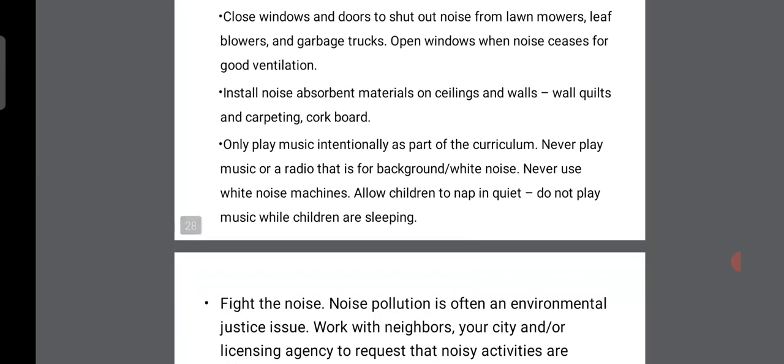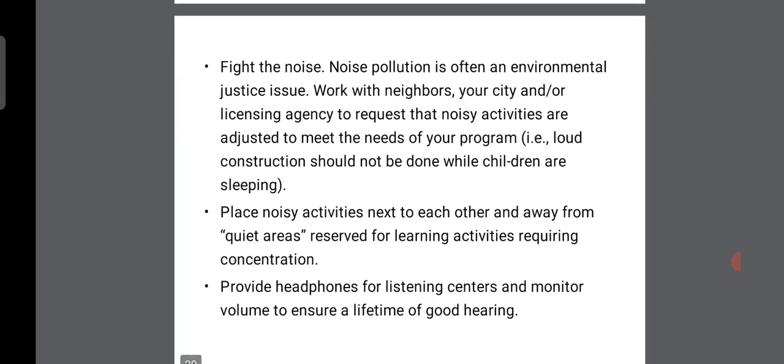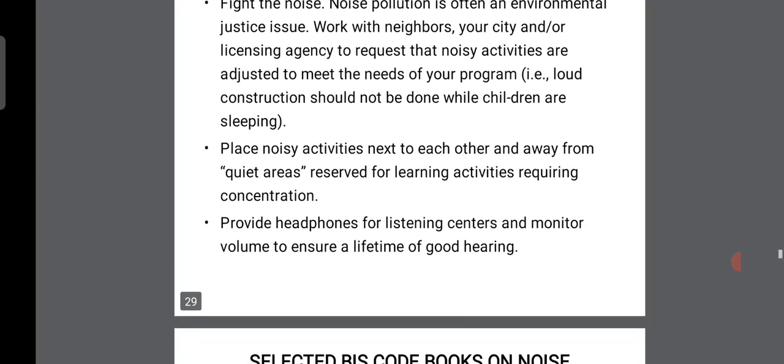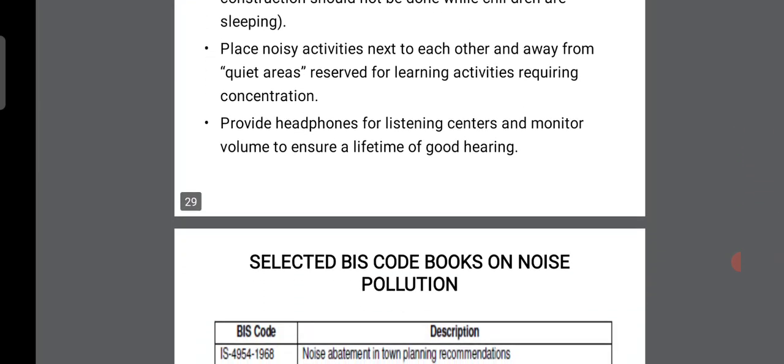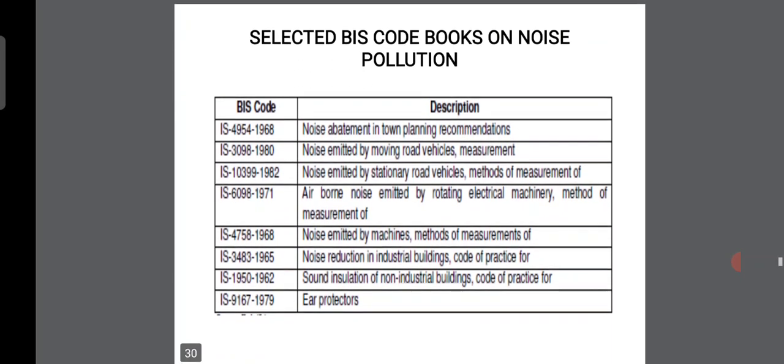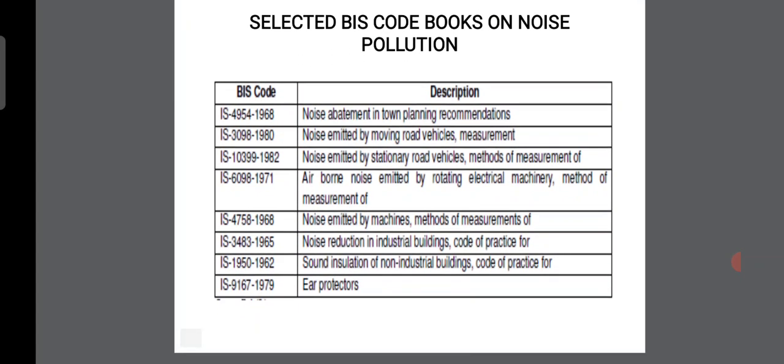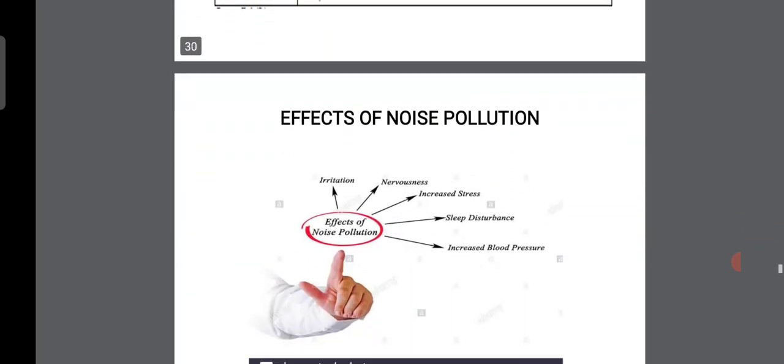So, we have to fight against this noise pollution and make our environment very quiet. So, these are the quotes which give us the guidelines on how to control noise pollution and what equipment can be used for measuring the noise levels, etc.